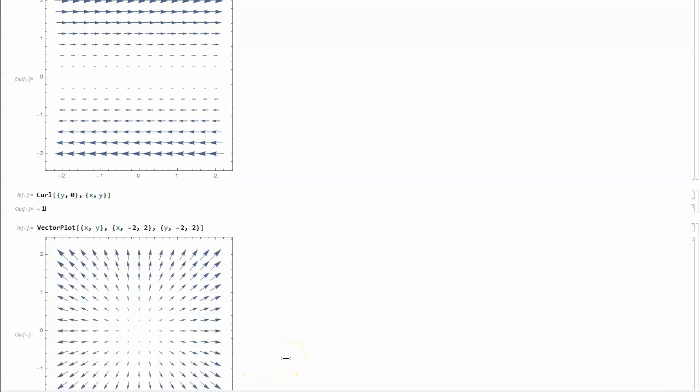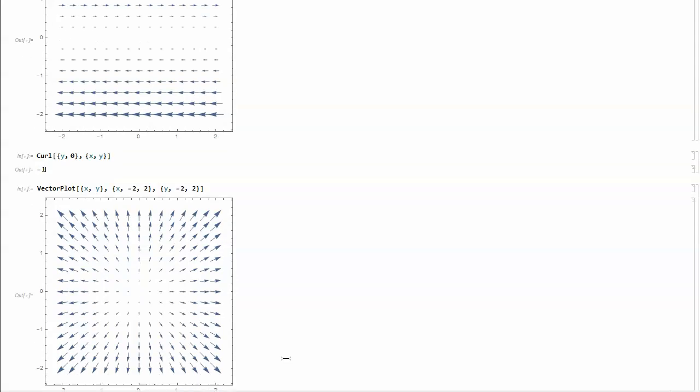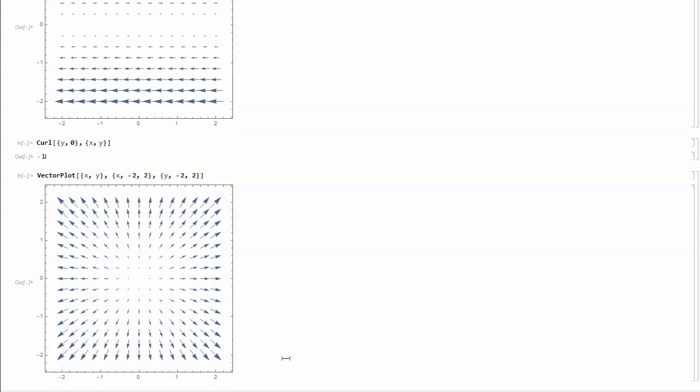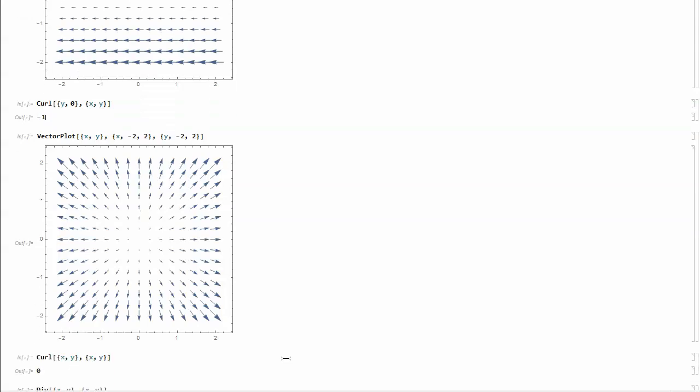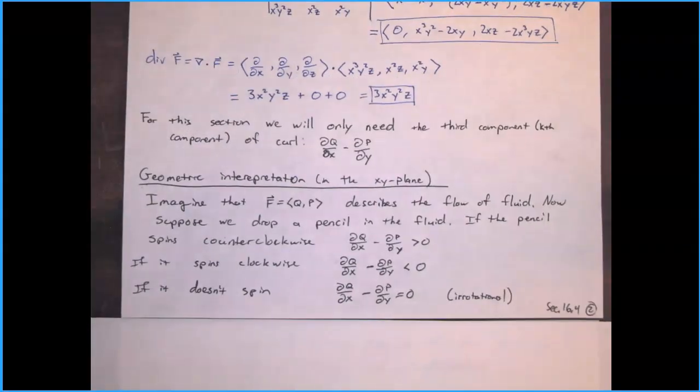In this third example, I have the vector field xy, and we can see this vector field is just pushing everything out from the middle. So if I were to put a pencil here, it wouldn't necessarily start rotating, it would just move outward. And so the curl here is 0. This is irrotational. Okay, now let's talk about a geometric interpretation of divergence.